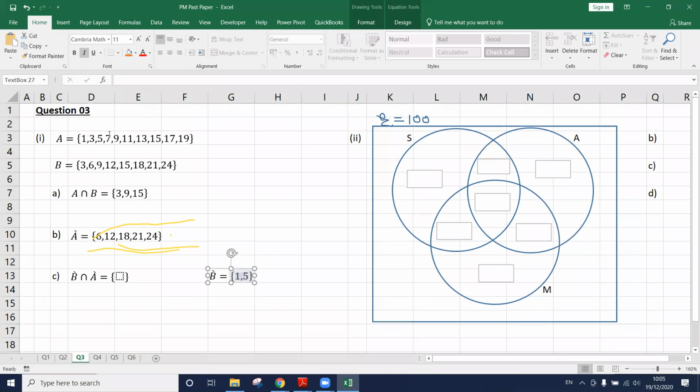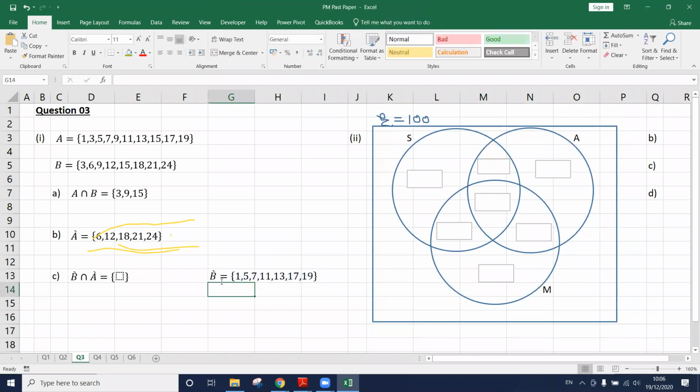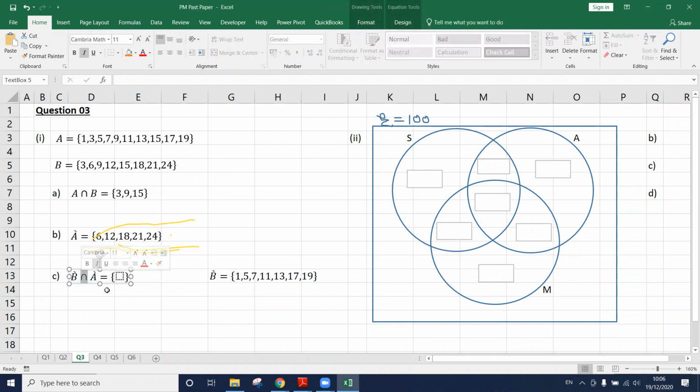7, no, does not belong to B. 9, yes, we have it in B. 11, no. 13, no. 15, yes, we have it in B, therefore we cannot consider. 17 and 19 are also not belonging to B. Therefore, this is the set of B dash. Intersection means elements belonging to both of these two sets. That is what is denoted by intersection.